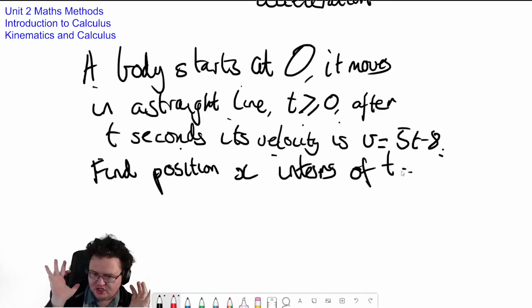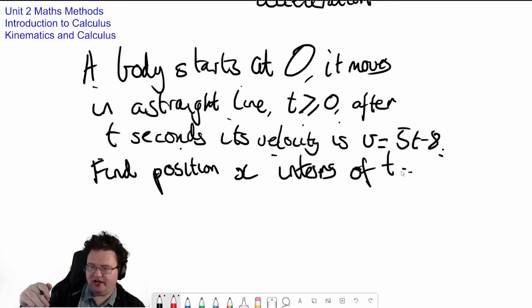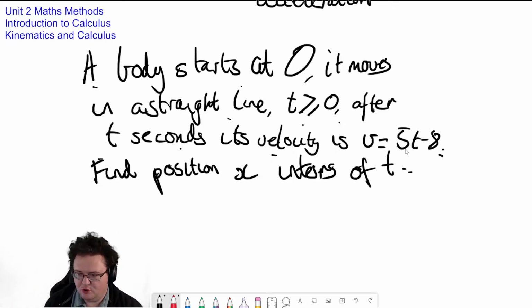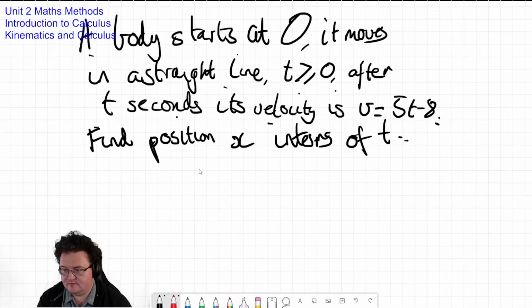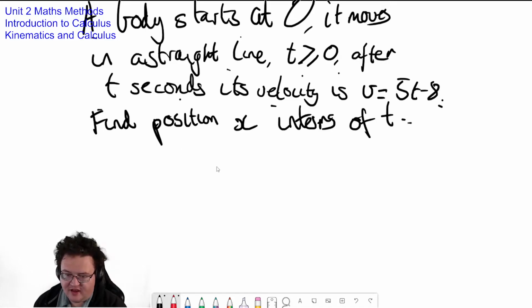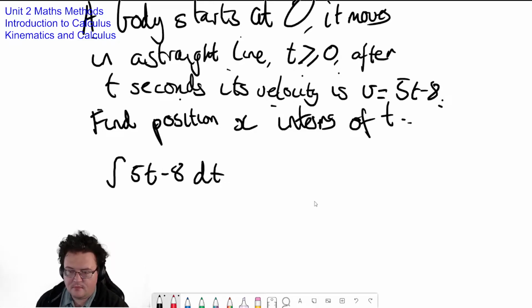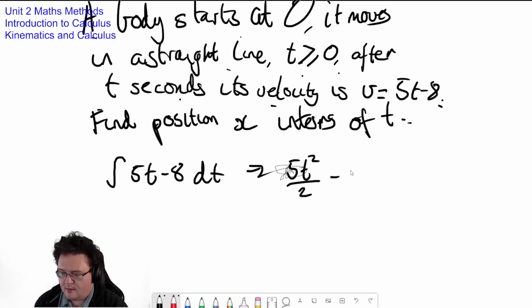So if I have a velocity equation and I want to get the position equation, I need to do something to the velocity equation. And that's going to be, I'm going to find the anti-differential. So in this case, I'm going to anti-differentiate with respect to t. And that's going to get me back to the equation here. So I'm going to have 5t squared over 2 minus 8t plus c.